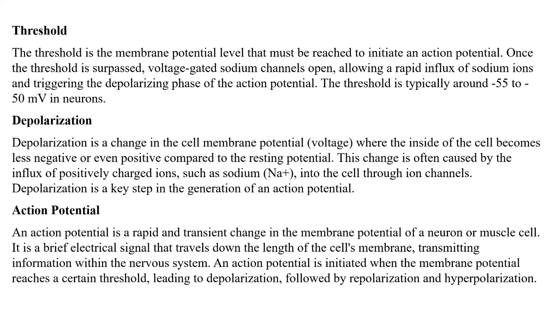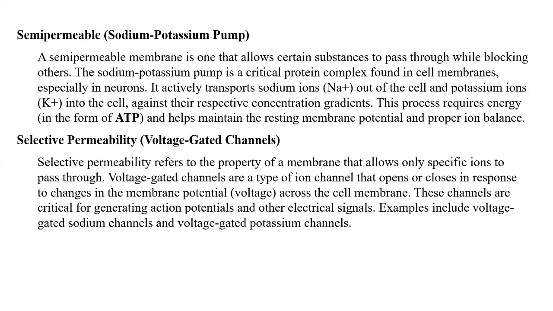Depolarization is a key step in the generation of an action potential. If depolarization won't happen, action potential won't be generated. Then what is action potential? Action potential is a rapid and transient change in the membrane potential of a neuron or muscle cell. It is a brief electrical signal that travels down the length of the cell's membrane, transmitting information within the nervous system. An action potential is initiated when the membrane potential reaches a certain threshold, leading to depolarization, followed by repolarization and hyperpolarization. So let's watch another video to understand this concept.